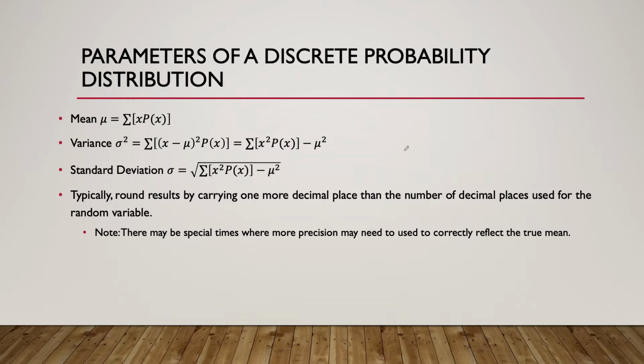Typically, results are rounded by carrying 1 more decimal place value than the number of decimal places used for the random variable. Note, there may be special times where more precision may need to be used to correctly reflect the true mean.